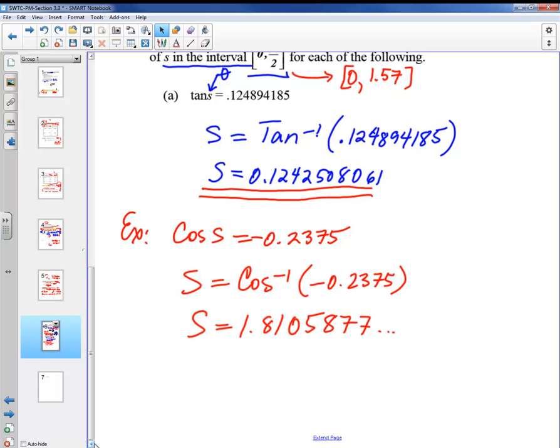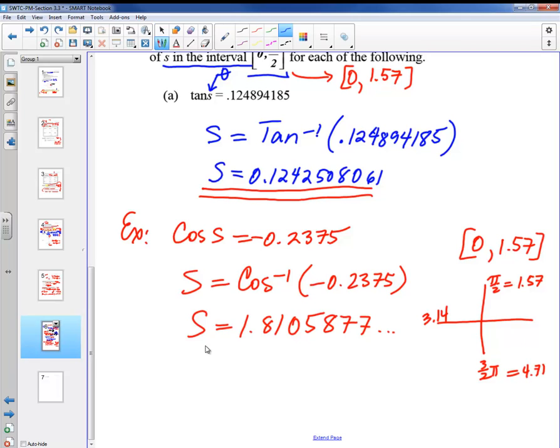And I get that S equals 1.8105877. There's a problem here because S is supposed to be in the interval from 0 to 1.57. Remember, here is pi over 2, which is 1.57, here is pi, which is 3.14, and this one would be 3/2 pi, which is 4.71. So the angle I got is actually in quadrant 2.